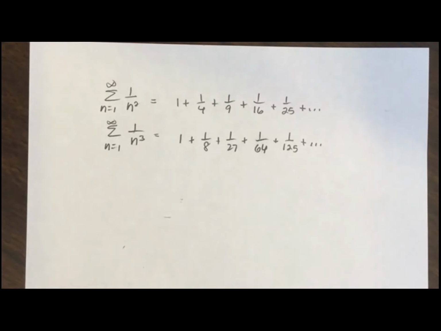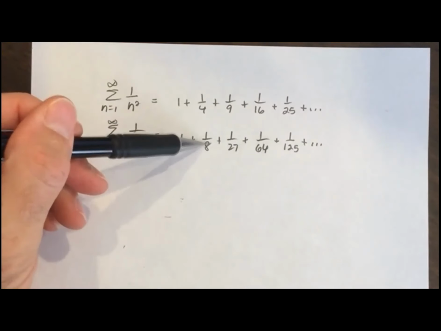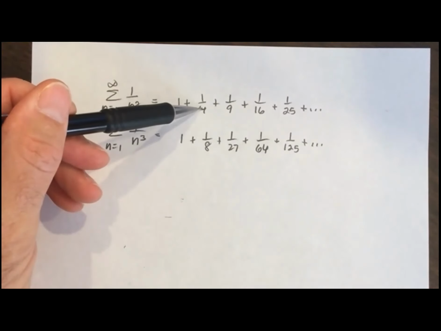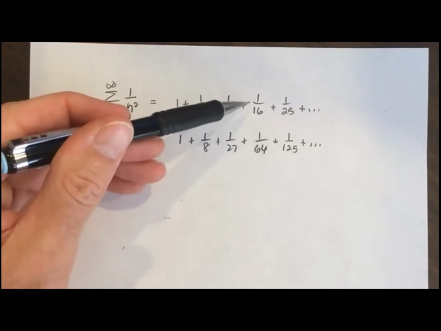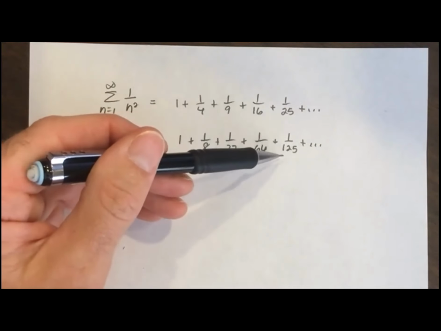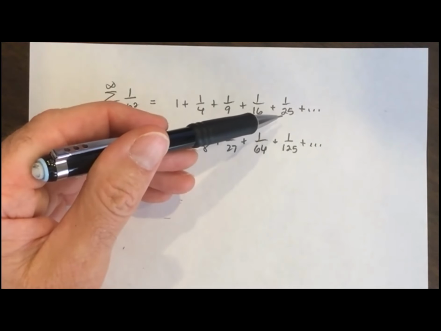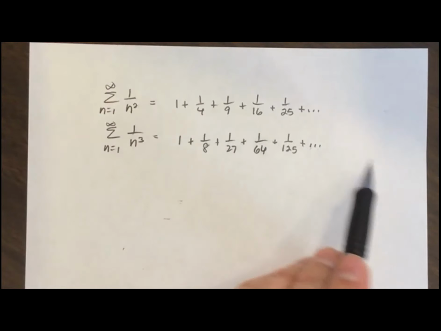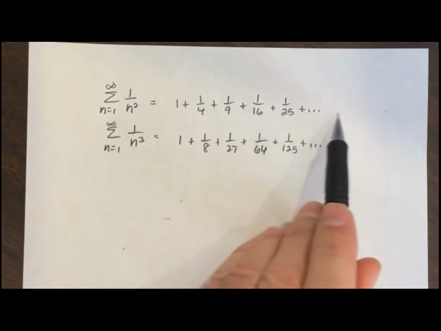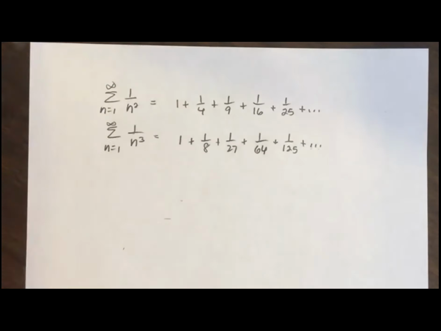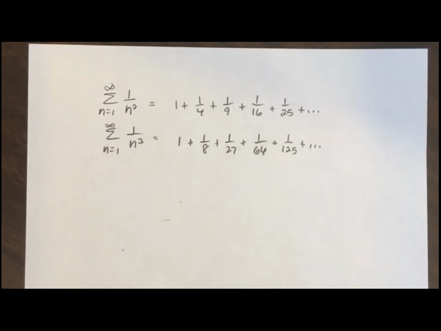Look at what's happening. This term is smaller than this one. Do we agree? And this term, a 27th, is smaller than a ninth. And a 64th is smaller than a 16th. And a 125th is smaller than a 25th. So as I keep going, all the terms down here are going to be smaller than all the terms up here after the 1. Seem like a reasonable argument?